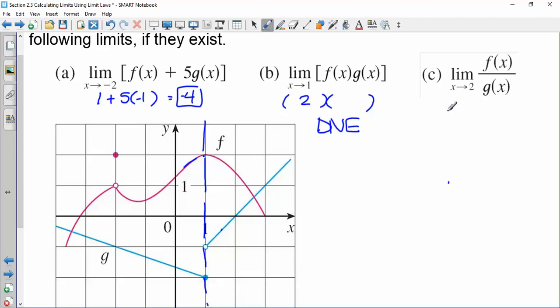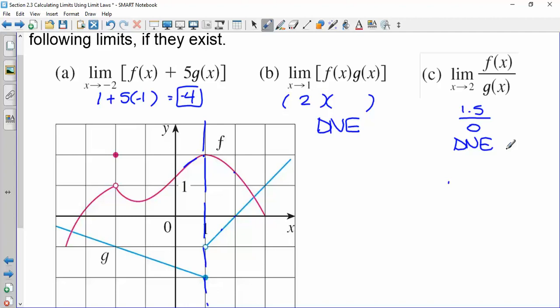All right, C. The limit as x approaches 2 of f divided by g. So at x equals 2, the limit of f is, what do you want to call that? 1.5 over, what's the limit of g? 0. Can you divide by 0? So what do we get? Does not exist. So up until this point, if we were looking at the graphs, I just had you do one limit, but now I might be asking you to do several and some operation between those.